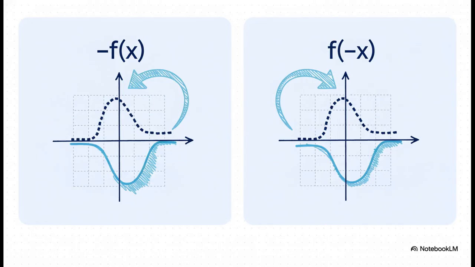Now, reflections can be a bit confusing, but it's all about where you put that negative sign. If the negative is outside the function, it's affecting the output, the y value. So that's a vertical flip over the x-axis. But if the negative is inside with the x, it's affecting the input. So that's a horizontal flip over the y-axis. Inside or outside, that's the key.